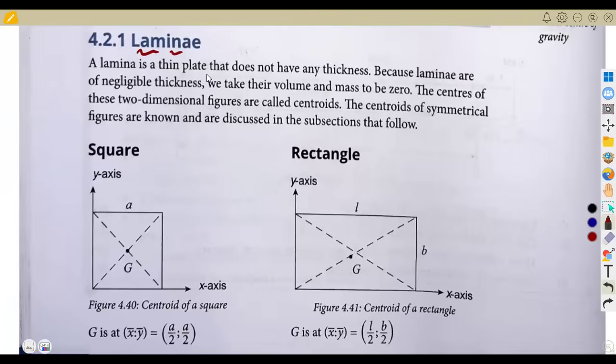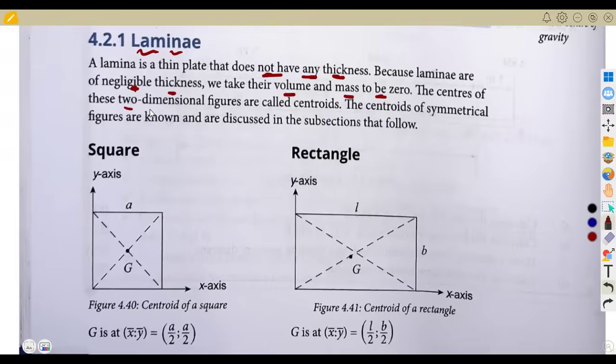A lamina is a thin plate that does not have any thickness. It does not have any thickness, so it does not exist. We can't measure its thickness. That is what they are trying to say there. Laminas are of negligible thickness, that is, their thickness can be neglected. It is not to say they do not have any, no. They have, but it is so very small that it can be neglected. So we take their volumes and mass to be zero.